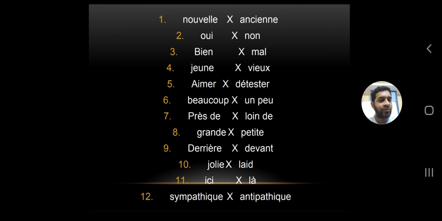Joli, laid. Okay, so careful. It's given in masculine form here. So joli, and laid, we'll be adding an e with laid. Joli, it's in feminine form here, actually an e is missing. So try to add it. The last time we had it. Ici, là. So joli, laid, which means beautiful, pretty, or ugly. Ici, it means here. Là means there. Sympathique, antipathique. So sympathique, it's good, fine, kind. Antipathique, it's unkind, not fine.